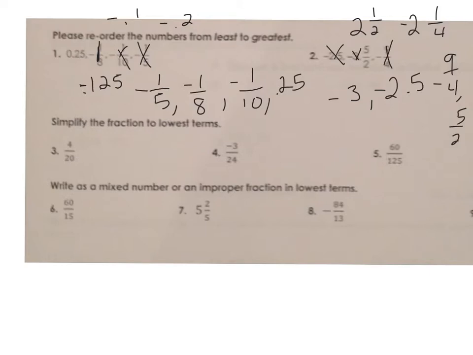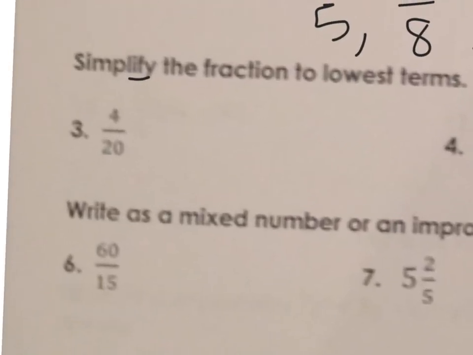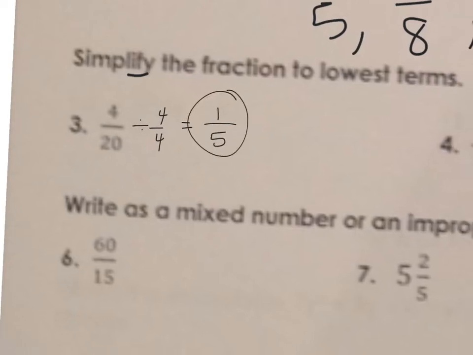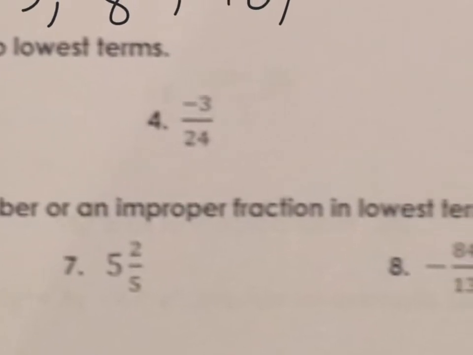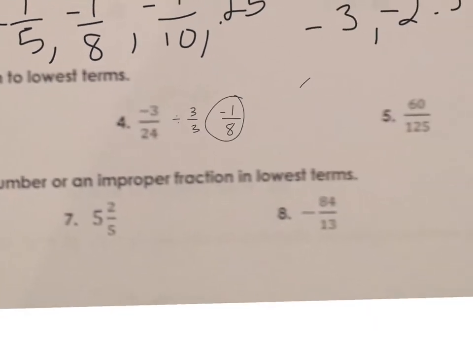Number 3 says simplify the fraction into lowest terms. Well, what goes into 4 and 20? 4 goes into both of these, so I'm going to divide by 4/4. That would give me 1/5. Number 4. 3 goes into both of these, so I'm going to divide by 3/3. Negative 3 divided by 3 is a negative 1. 24 divided by 3 is 8. So our lowest term would be 1/8.